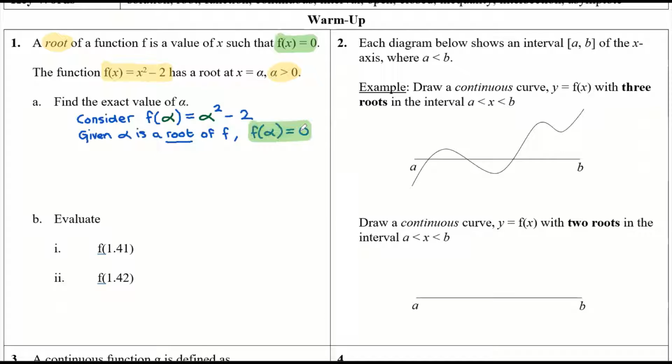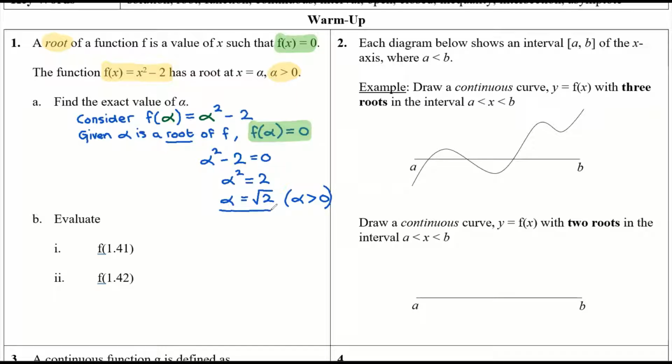All right. Now, we've already subbed in alpha into our f, so we just solve the equation. Alpha squared subtract 2 is equal to 0. Let's rearrange that. So alpha squared is equal to 2. So alpha must equal, I was going to say plus or minus, but it's not. It's just going to be the positive root of 2, since alpha has to be greater than 0. All right, so we can't take the negative value of the square root because that's not how alpha is defined.